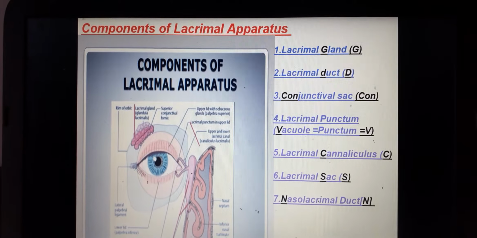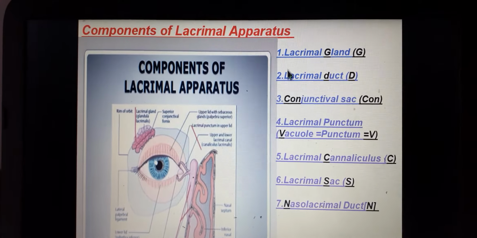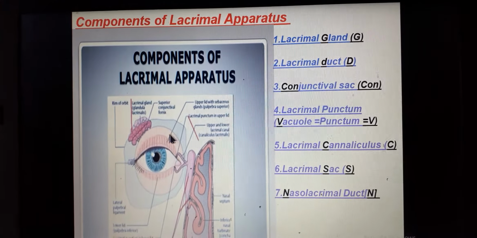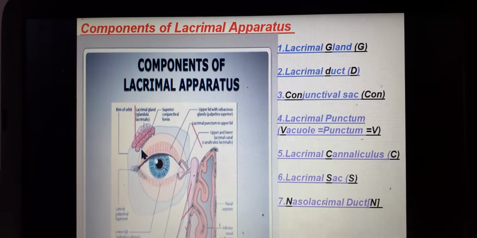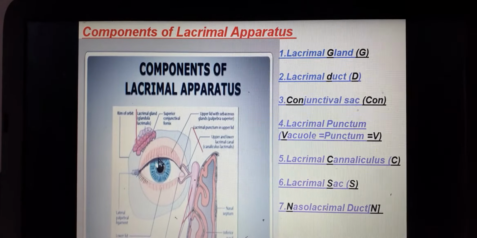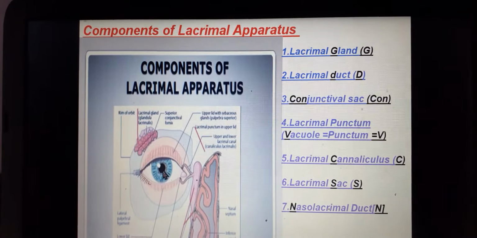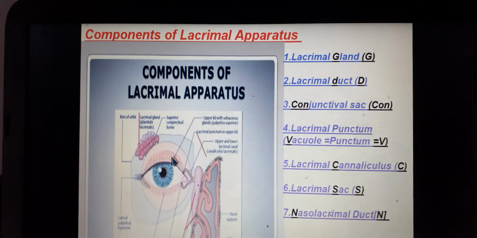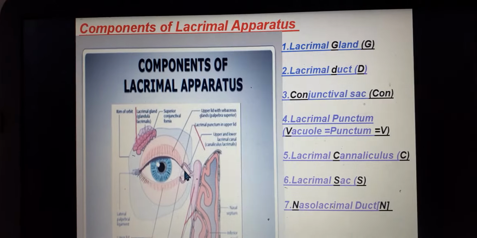Components of lacrimal apparatus. These are components of lacrimal apparatus. This is lacrimal gland. These are lacrimal duct. This one is conjunctival sac, in between the palpebral and its orbital part, conjunctival sac.